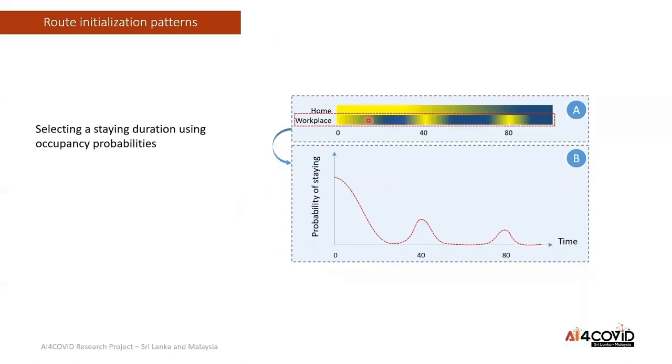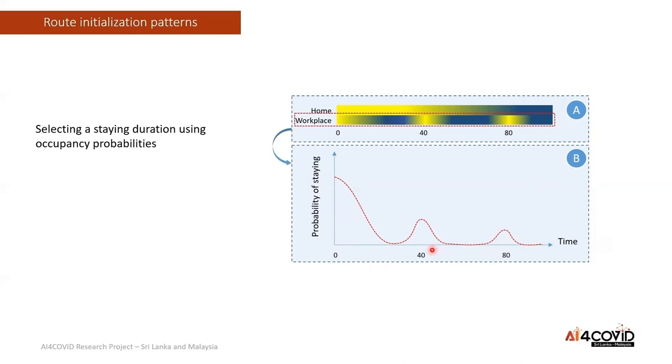For that, we are using another matrix which is called the occupancy matrix. So that shows if you're going to the working place, we extract that out, it will look like this. So what it says is, if he is going to a working place, he is more likely to stay for around 40 minutes or around 80 minutes, or somewhere around 0 to 30 minutes. So it will select a random number based on this probability density, and we will add that to the daily routine.